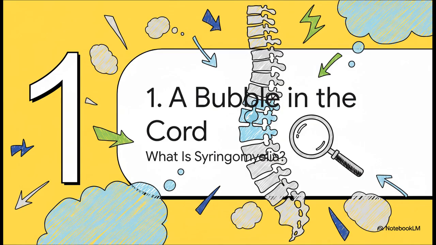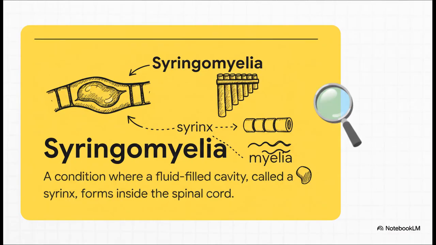In this first part, we're going to break down the actual definition of syringomyelia. We'll cut through all the medical jargon to get to what's really going on. Okay, so at its core, syringomyelia is all about this thing called a syrinx. That's the official term for the bubble we just imagined. The word itself actually tells you the whole story. It comes from the Greek word syrinx, which means a pipe, and melia for the spinal cord. So it literally means a pipe in the spinal cord.